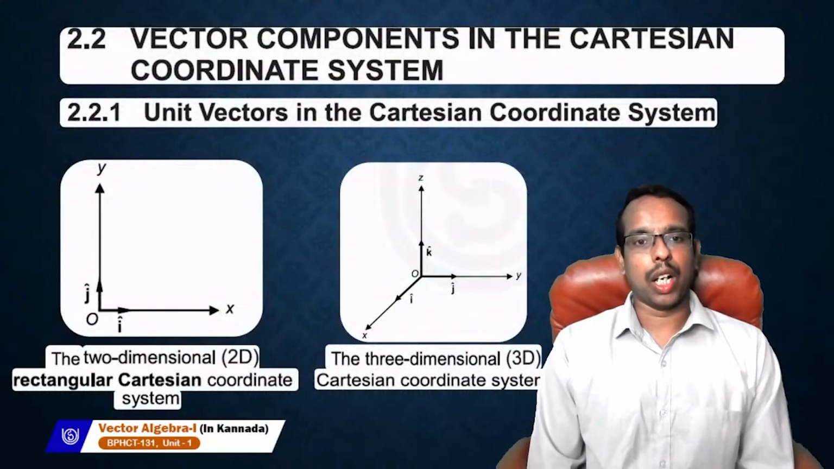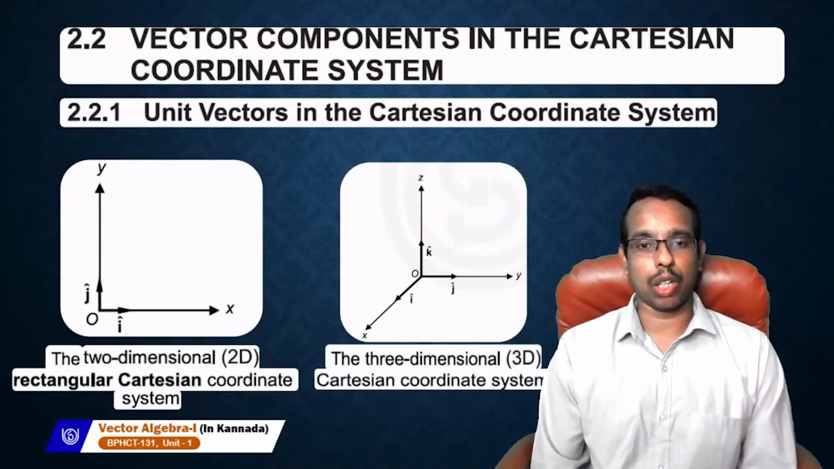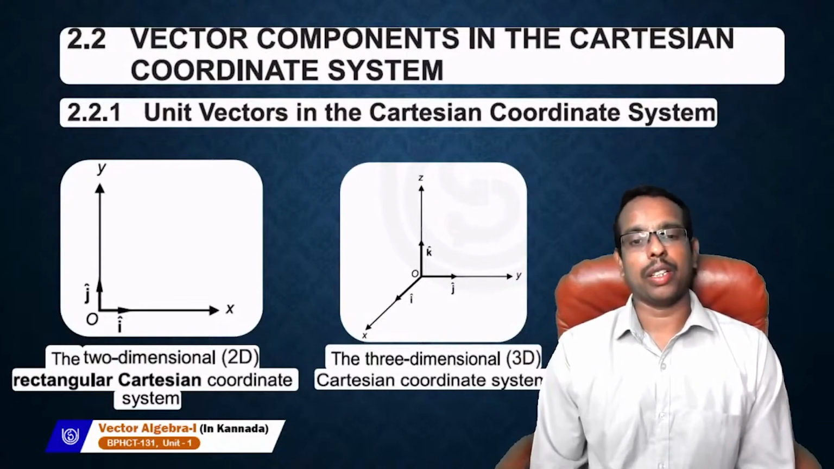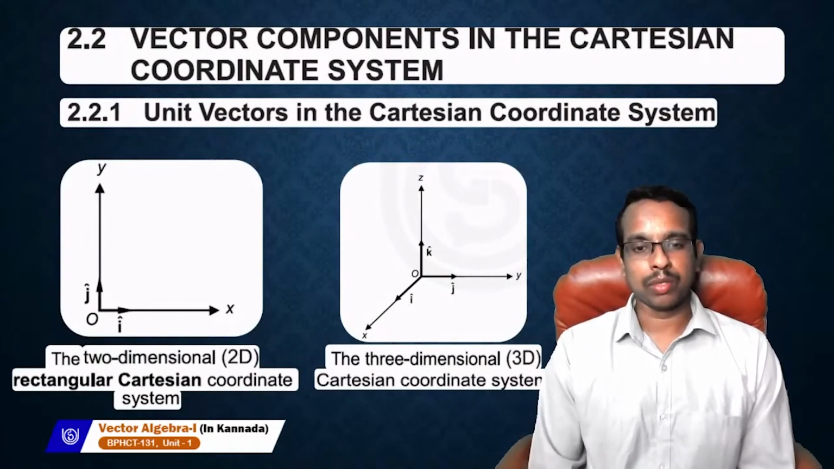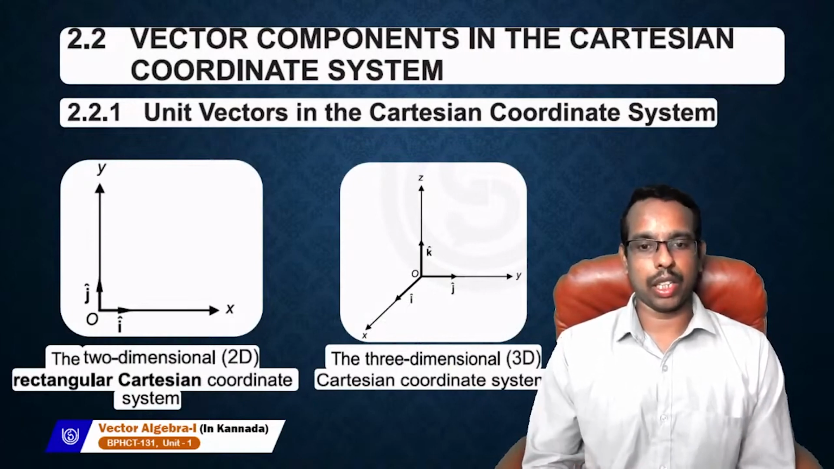So first one is vector components in a Cartesian coordinate system. What exactly is a vector component in a Cartesian coordinate system? For example, you have studied in your previous class, or maybe in your school, degree or diploma, that you will have three types of system, where you have the x-axis, y-axis, and z-axis. So this is a reference system or coordinate system.